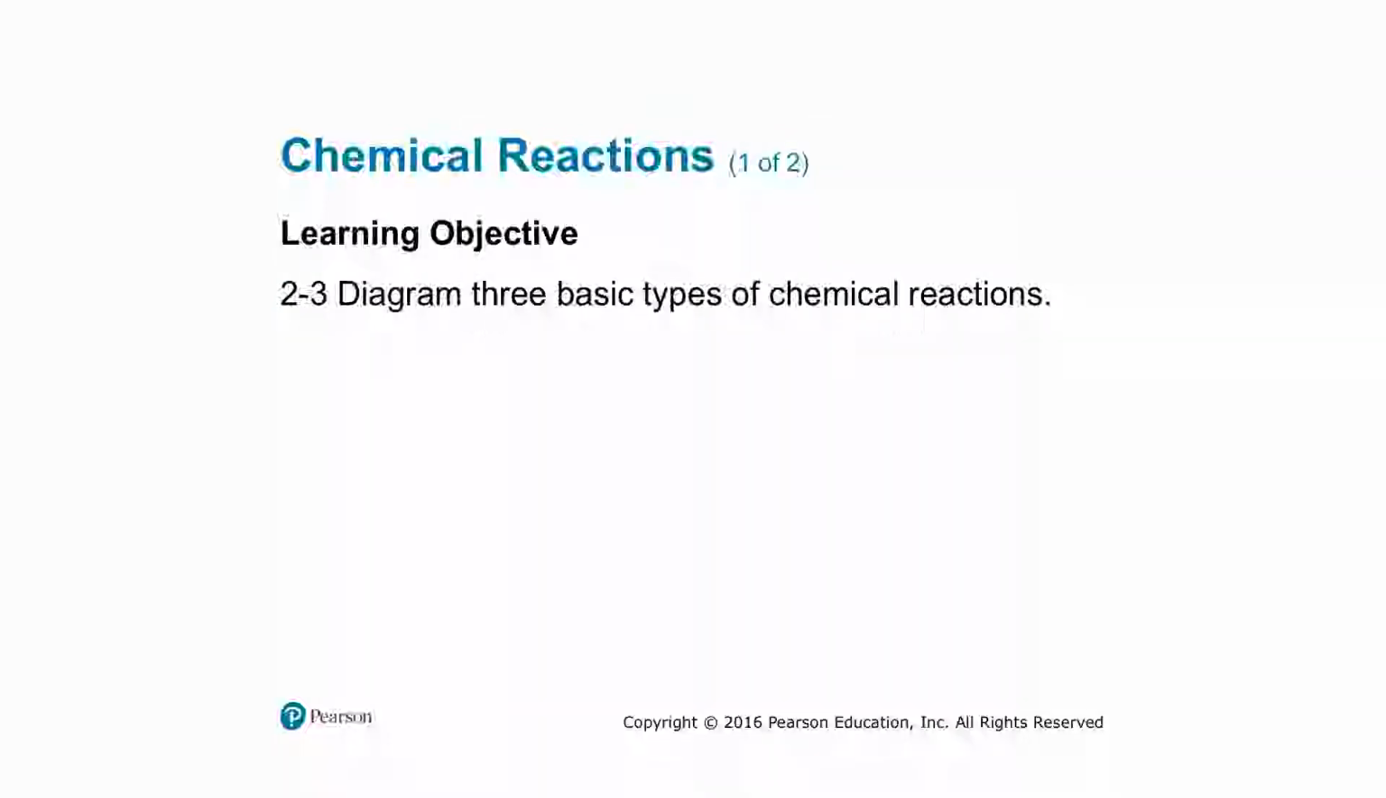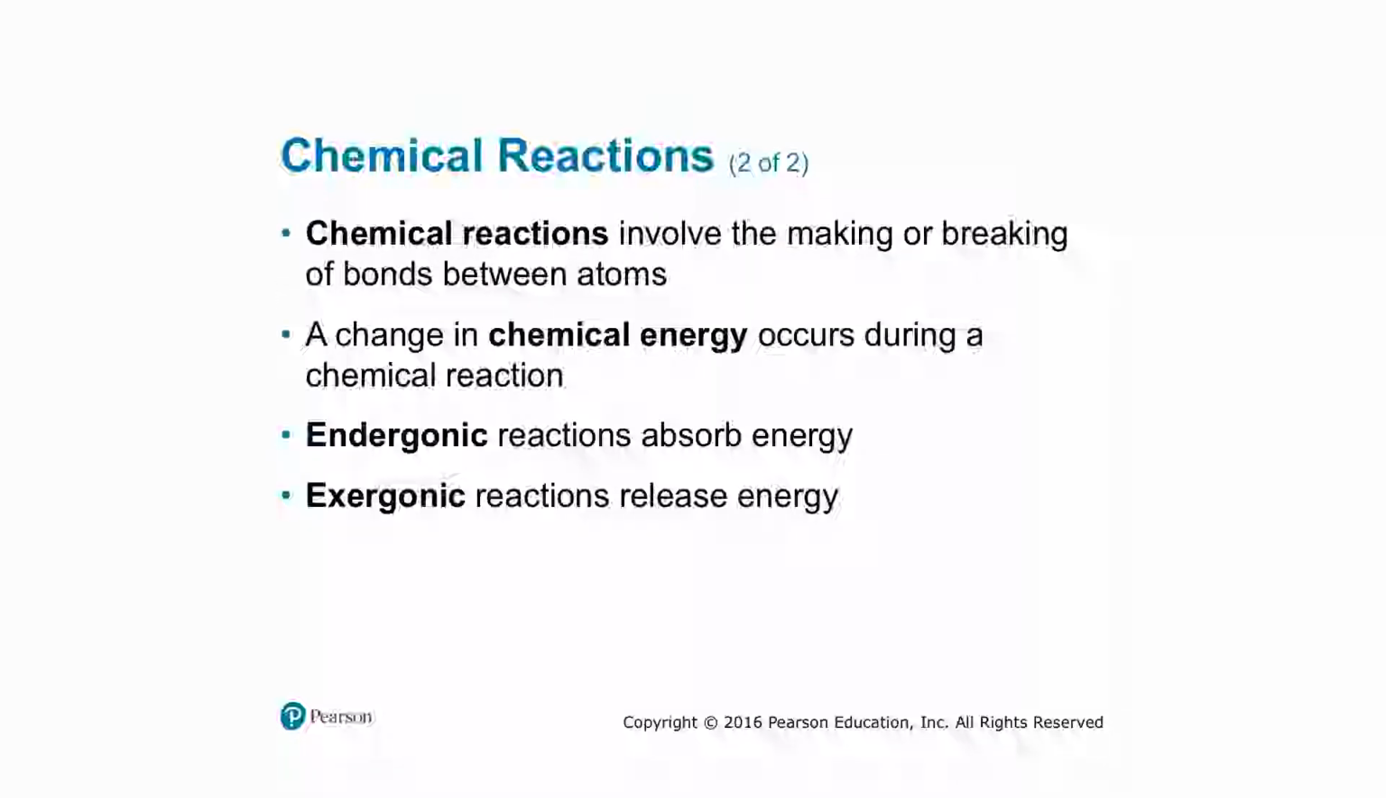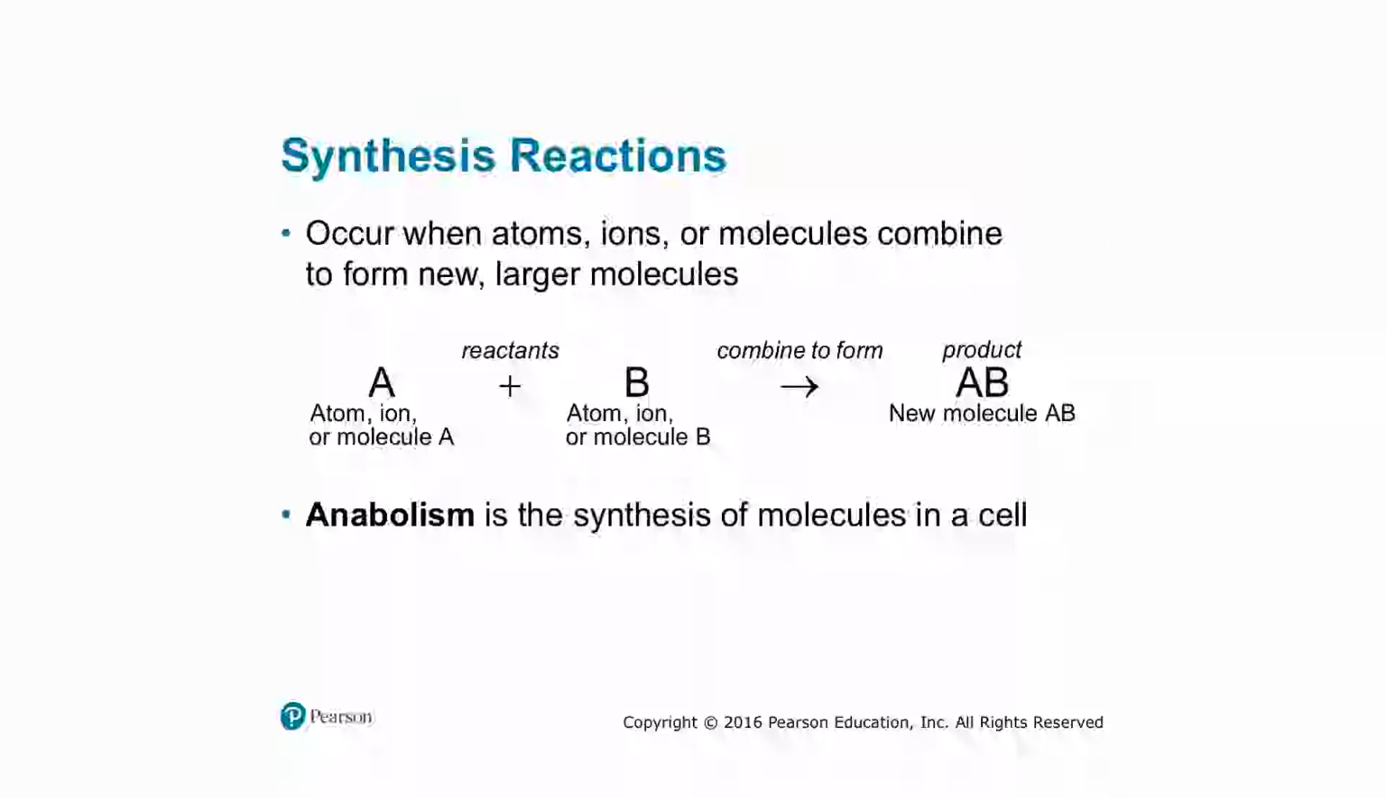So let's talk about chemical reactions. We're going to diagram the 3 basic types of chemical reactions we're going to see. A chemical reaction involves the making or breaking of bonds between atoms. A change in chemical energy occurs during a chemical reaction. An endergonic reaction absorbs energy, and an exergonic reaction releases energy. So synthesis reactions occur when atoms, ions, or molecules combine to form new, larger molecules.